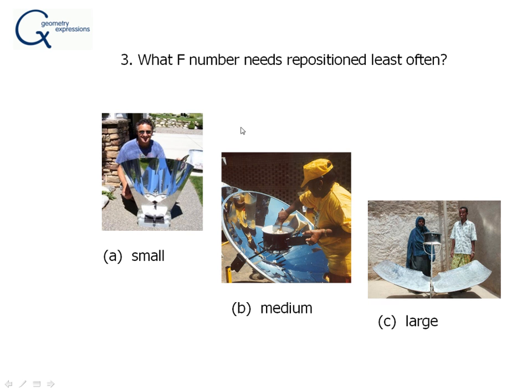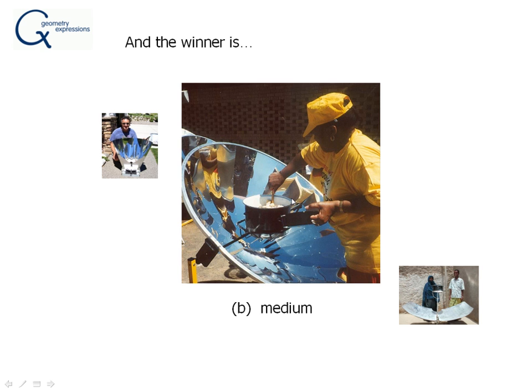So the answer to our problem, which f number needs repositioned least often, the winner is medium. This one, you can see the focus is right in line with the edges of the mirror.